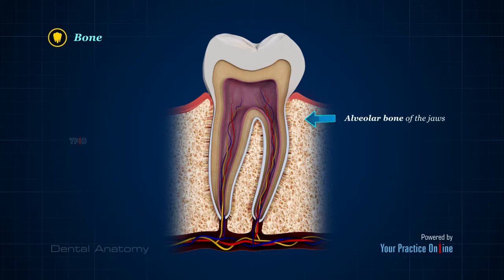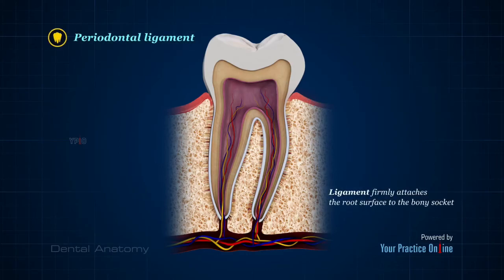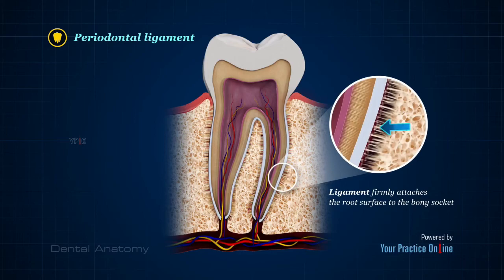Bone. The roots of the teeth are anchored in bony sockets within the alveolar bone of the jaws. Gingiva. The gingiva, or gums, is soft tissue that surrounds the teeth and covers the surface of the jaws in the oral cavity. Periodontal ligament. This ligament firmly attaches the root surface to the bony socket, holding the tooth in place.